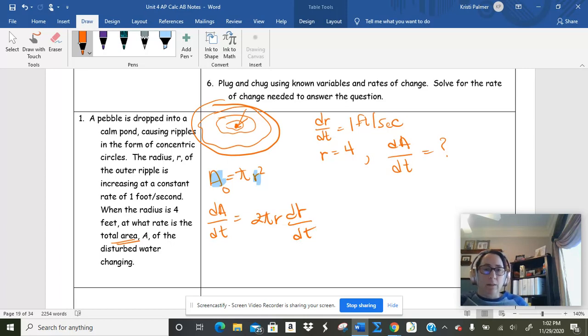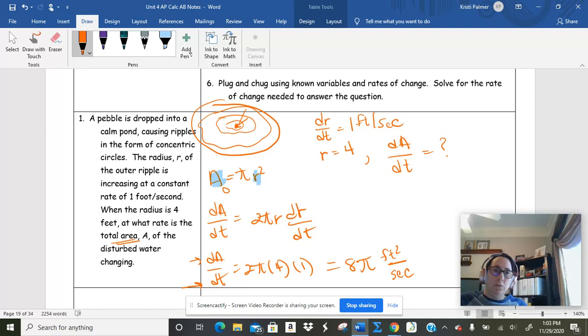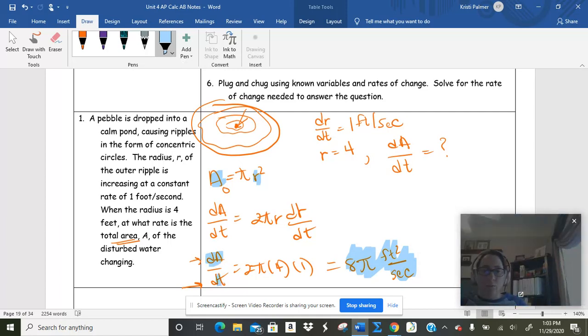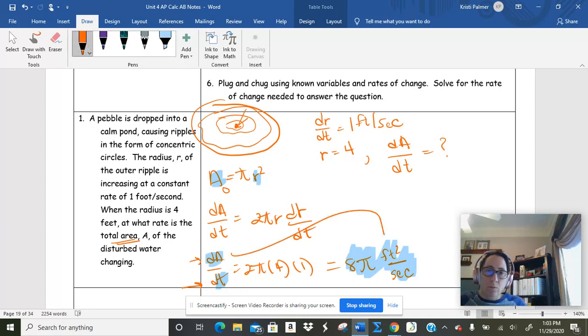Now I'm going to plug in everything that they have given me. Then I want to make sure I know how to label. So area would be in feet squared, and time was in seconds. So this would be my answer. And again, I got my labeling from looking at what's area, that's in feet squared, what's time, that was in seconds. So I correlated the labels with those.